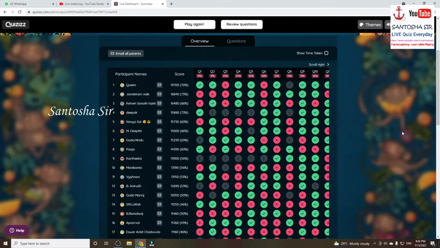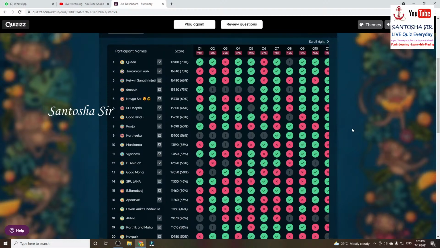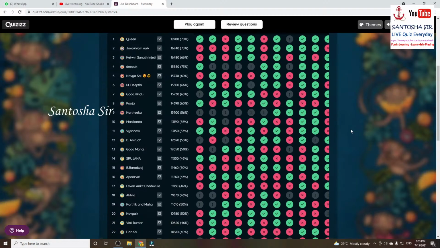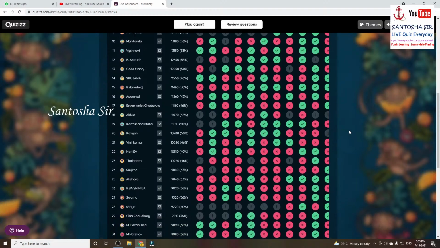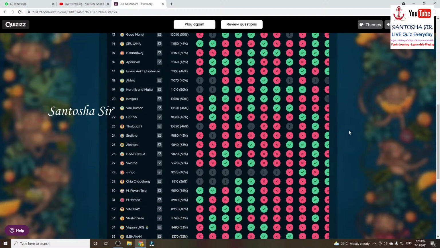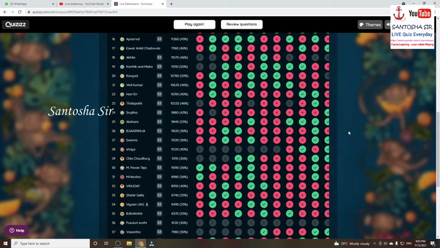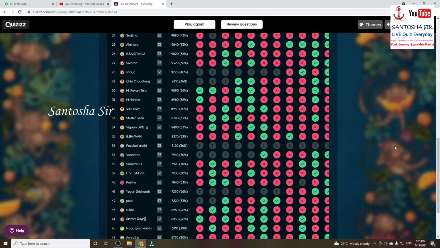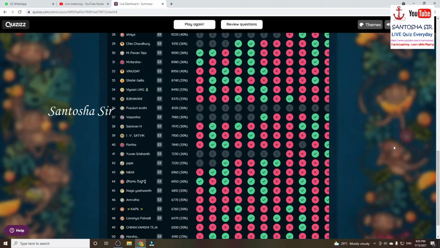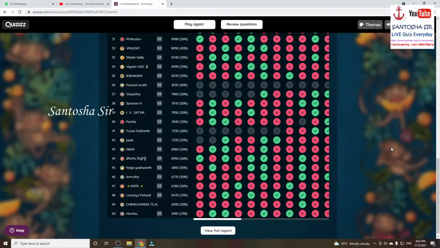So we have Queen on the top, followed by Janaki Ram, Ketwin, Deepak, Navya Sai, M. Deepthi, Hindu, Pooja, Kartika, Manikanta, Vaishnavi, Anirudh, Manoj, Srujana, Bharadwaj, Apurva, Ishwar, Akhila, Kartik and Maha, Kavya, Vinil, Hari SV, Talapati, Srujita, Akshara, Sai Srinija, Swarna, Shriya, Chia Chaudhary, M. Pavanteja, M. Harsha, Vinudai, Shishir Gela, Vian, Bhavani, Shruti, Vasanta, Shravan, Satvik, Pardha, Yuvan Srishant, PSPK, Nikhil, Siddhartha, Nagayashwant, Amrita, Kapil, Lavanya, Vamshi Teja, and Harsha.